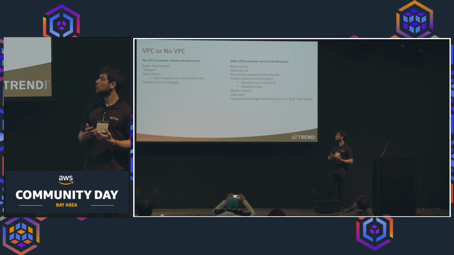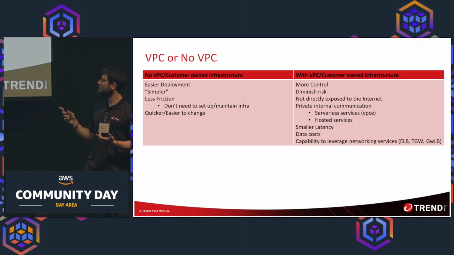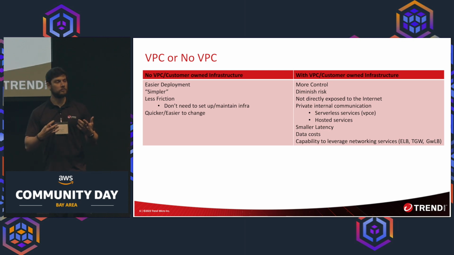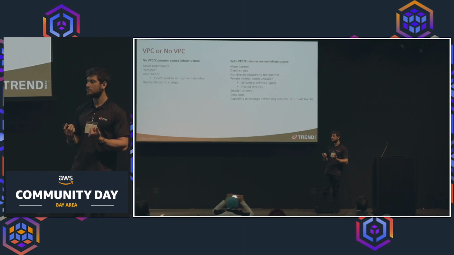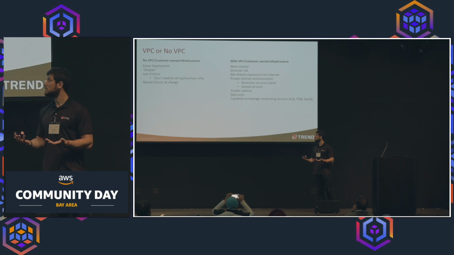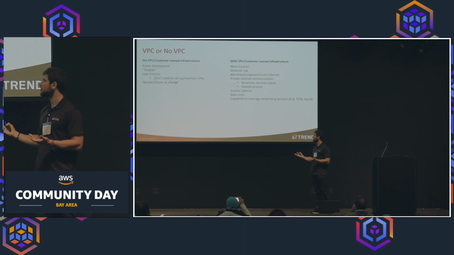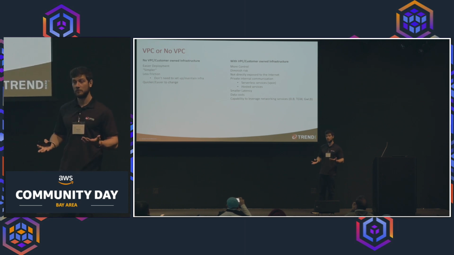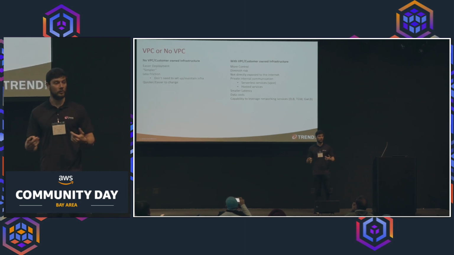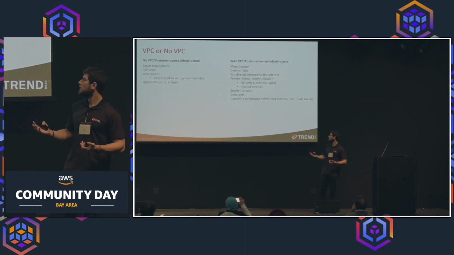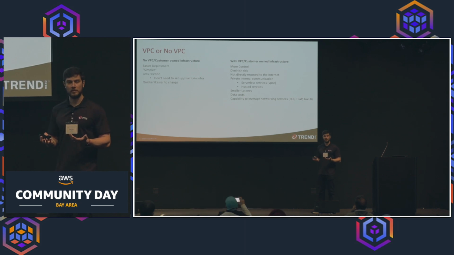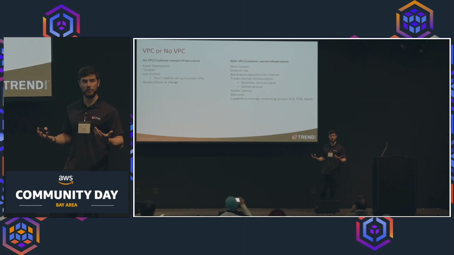Now, why did I want to have this slide in our talk? Because most people tend to go for Lambdas and Fargate, and I'm going to go back a step to an instance hooked to a VPC. When we speak about no VPC, or no customer-owned infrastructure, it's easier to deploy. It's simpler. You don't own any infrastructure. You don't own routes. It's all done publicly, let's say, and it's less friction because you don't need to care about the infrastructure itself.